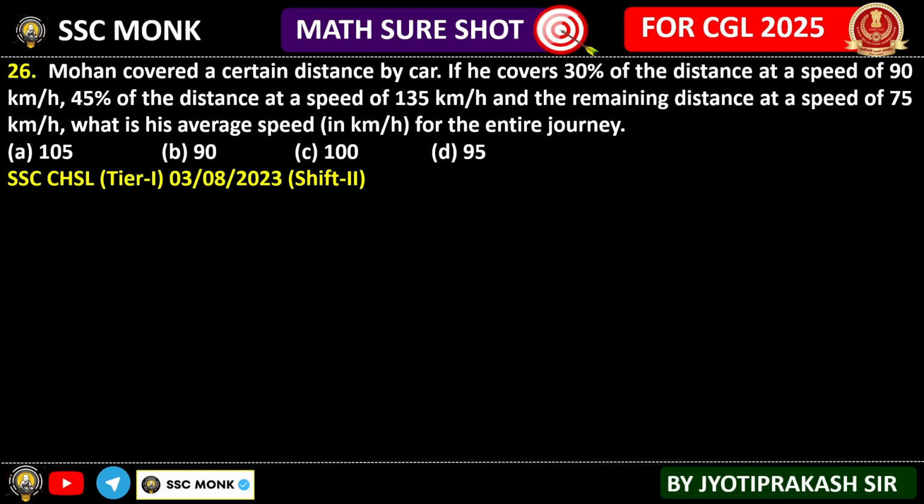If he covers 30% of the distance at a speed of 90 km per hour, 45% of the distance at a speed of 135 km per hour, and the remaining distance at a speed of 75 km per hour, what is the average speed? Very basic question. I have already solved it, so I am giving it to you as homework.